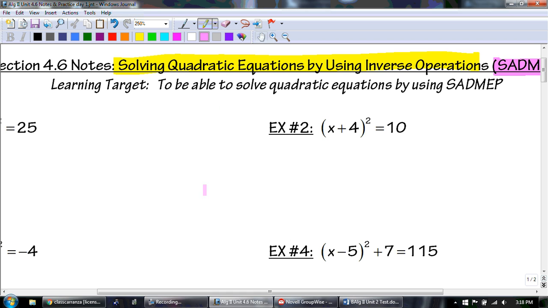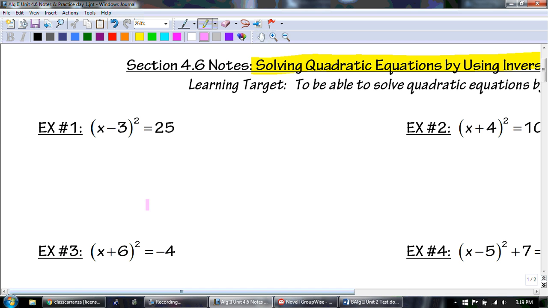So remember that for the order of operations, there'd be parentheses, exponents, multiplication, division, addition, and subtraction. So with SADMEP, we do the exact opposite of that. So we're looking for subtraction, addition first, then division and multiplication, then exponents and parentheses. So looking at example number 1.